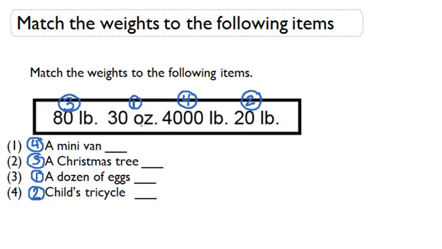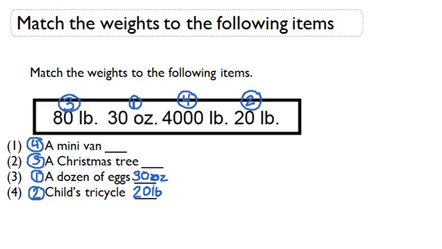Alright, so my smallest weight was 30 ounces, and a dozen eggs was my smallest object. So let's put 30 ounces for our smallest object. Does it make sense that a dozen eggs would weigh about 30 ounces? Yeah, probably. Now, my 20 pounds is going to go with my child's tricycle. That also seems to make sense.